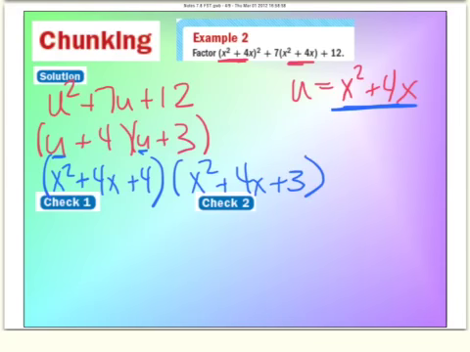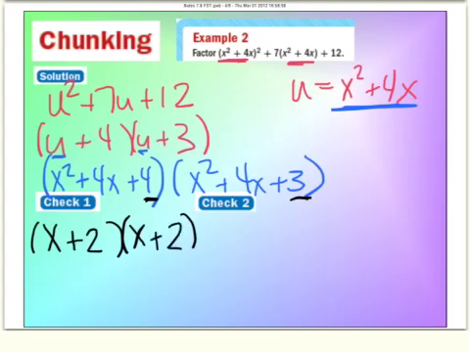Now before you call this a final answer that it's fully factored, take a look at what's left over and see if you can factor any more of these 2 trinomials. Are there factors of 4 that will add up to a 4x term? Are there factors of 3 that will add to 4x? If you do this, this first trinomial can actually be factored into x plus 2 and x plus 2. And we will get x squared plus 4x plus 4. Also, this here can be factored into x plus 3 and x plus 1.